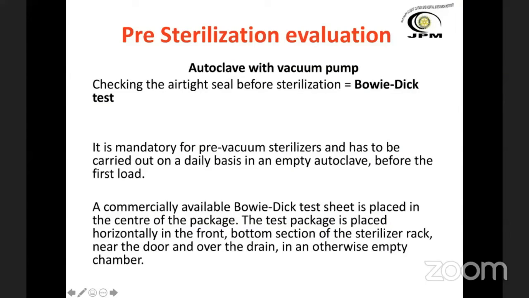For the pre-sterilization evaluation of the autoclave, the most commonly used is the Bowie-Dick test, and it is mandatory for pre-vacuum sterilization and has to be carried out on a daily basis.